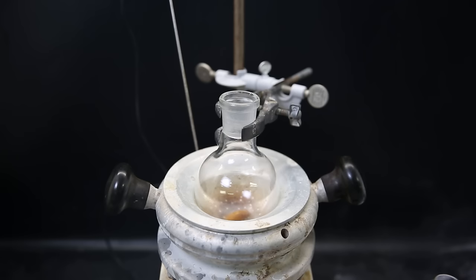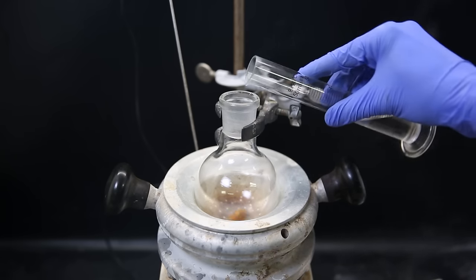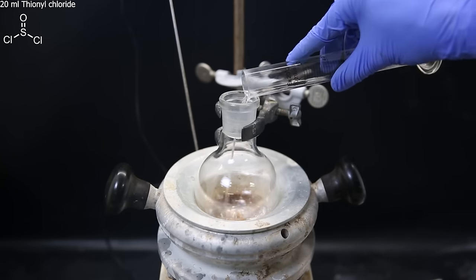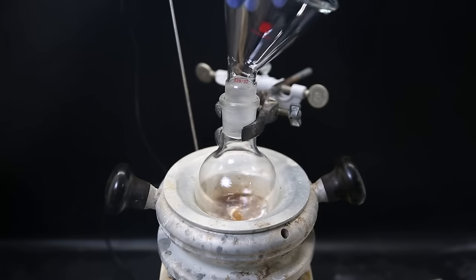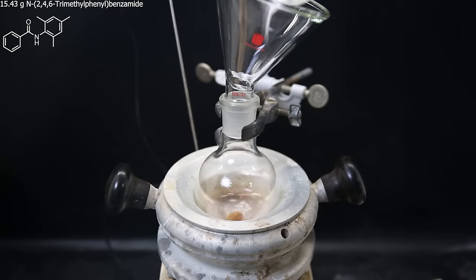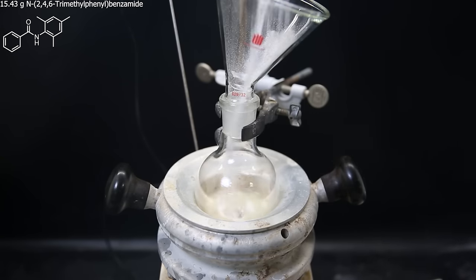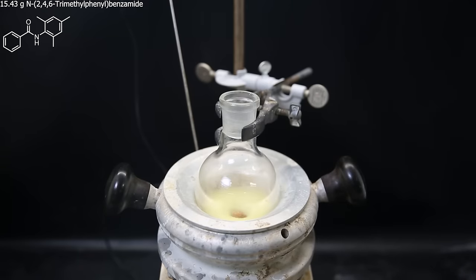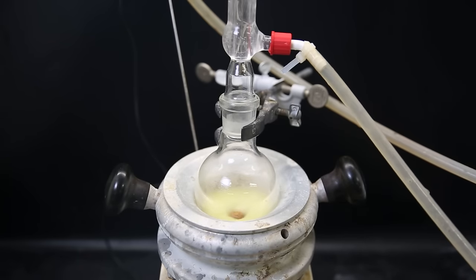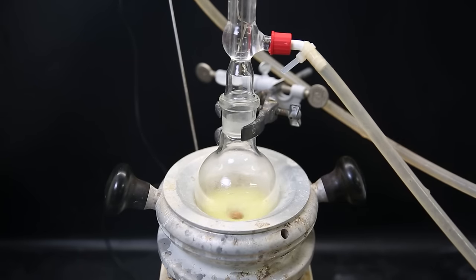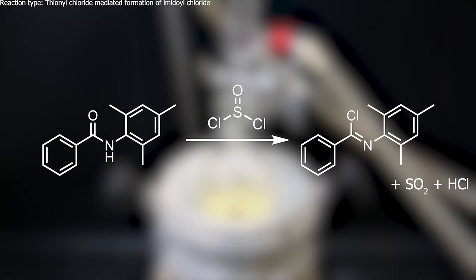So I set up a flask with a stir bar in a heating mantle, and add in 20 mL of thionyl chloride. I attach a funnel, and add in all of the amide I just made. I replace the funnel with a condenser and reflux the mixture for 2 hours. In the reaction, thionyl chloride is able to convert the amide into an imidyl chloride while releasing sulfur dioxide and hydrochloric acid.